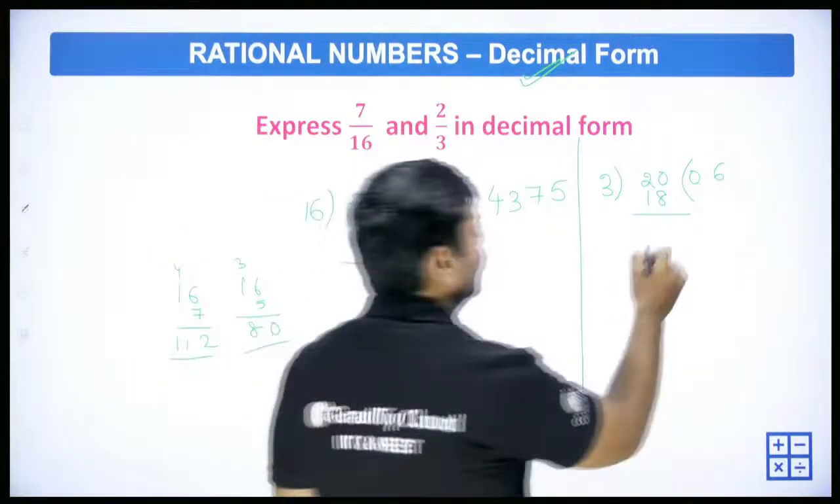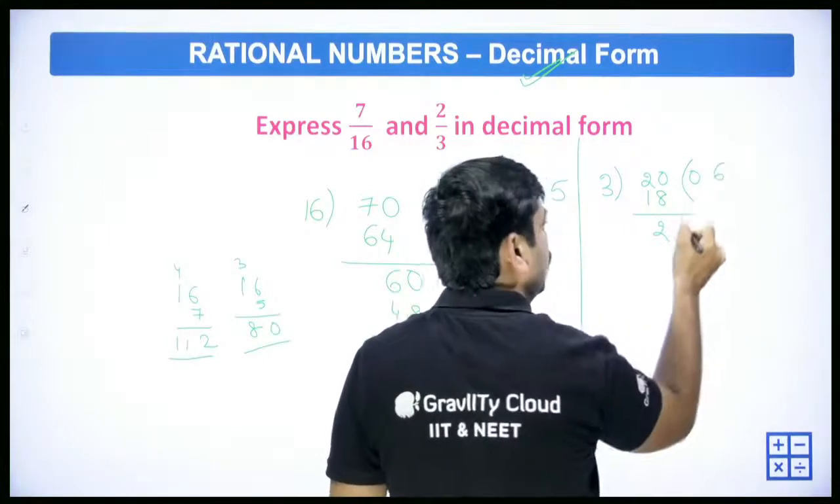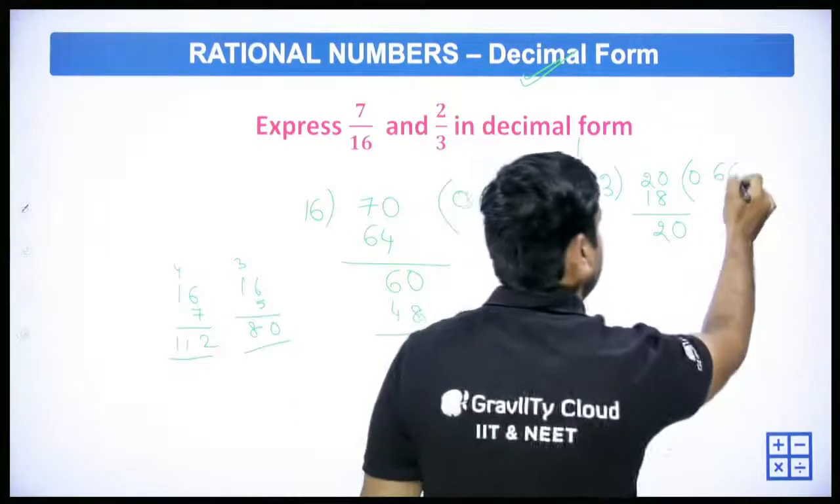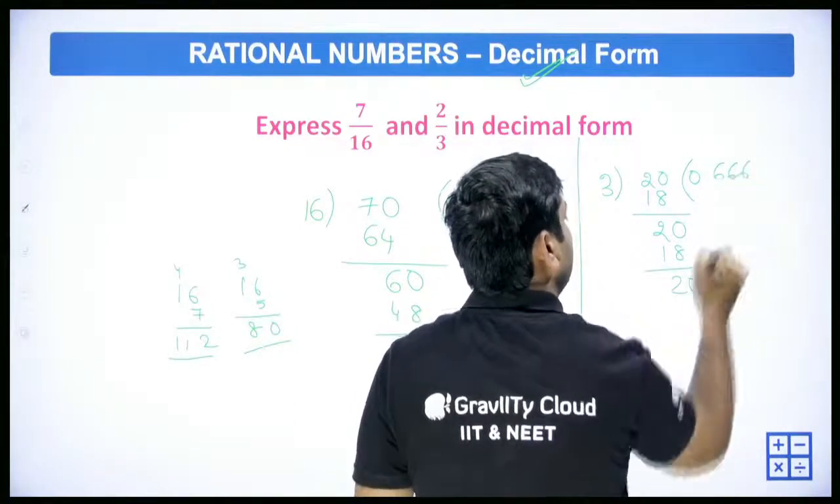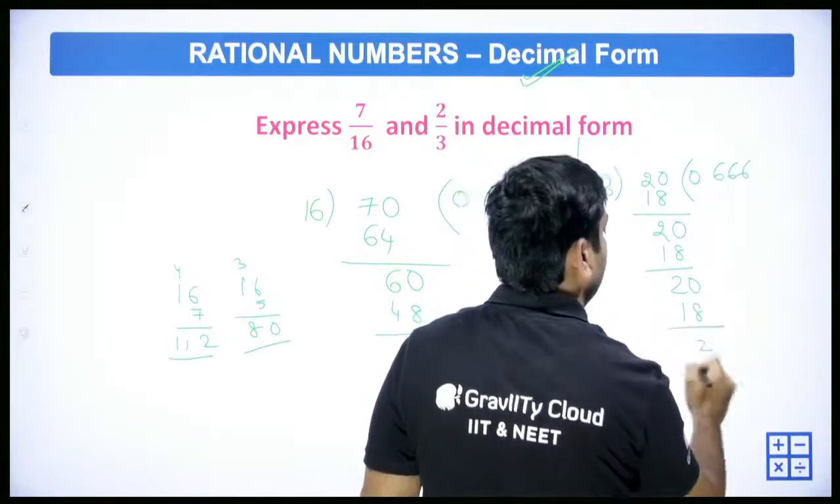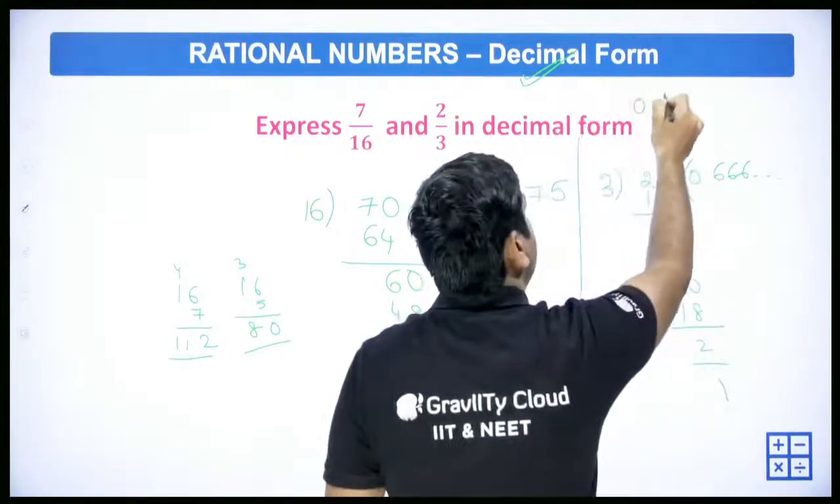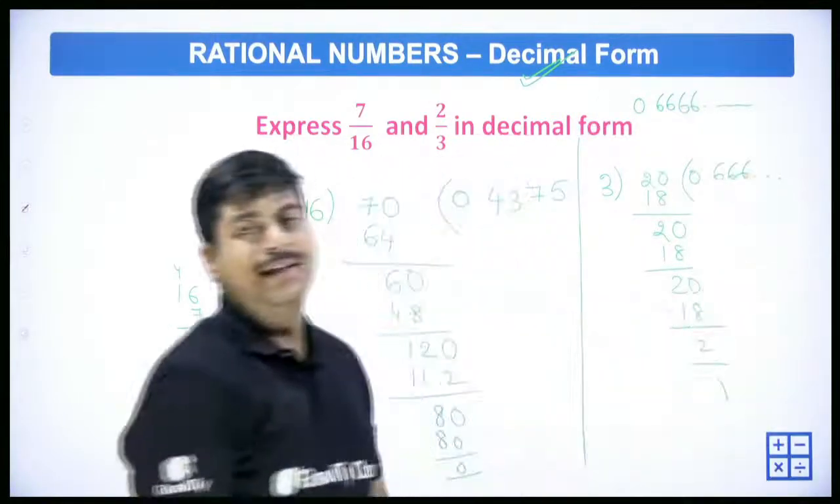We're left with 2. Again, once again we need to keep 0. So 3 sixes are 18 again. Once again 2. Again 0. So 3 sixes are 18. And this process will continue. So the answer for this 2 by 3 is 0.6666 and so on. It will never end.